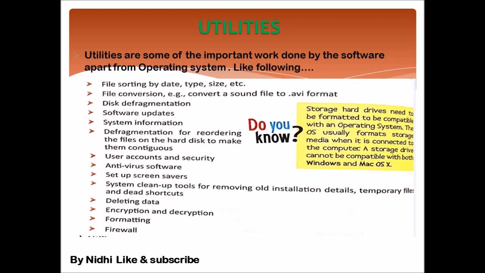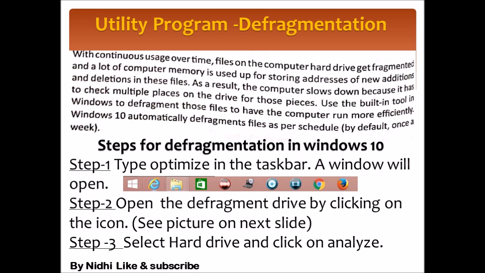So with the continuous use over time, files on the computer and hard disk get fragmented, or break into different parts, and a lot of computer memory is used for storing those new addresses, and deletion in these files, creation of new files. As a result, the computer slows down because it has to check multiple places on the drive for those particular pieces. So use the inbuilt tool in Windows 10. It has a functionality of defragmenting those files to have the computer run more effectively. Windows 10 automatically defragments these types of files as per schedule.